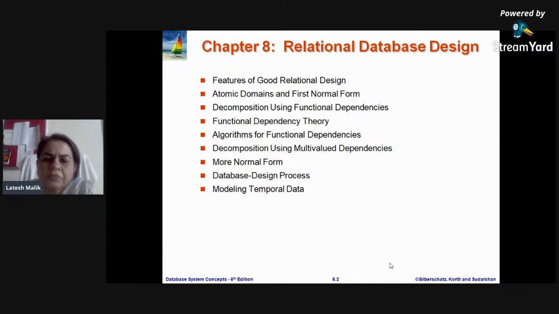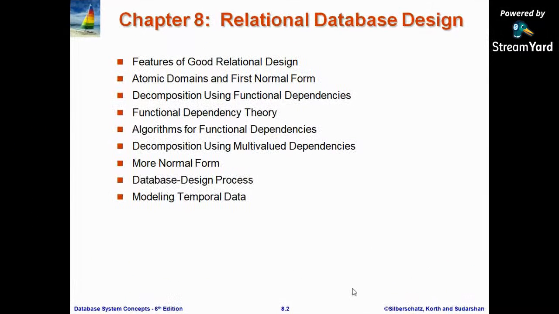In this chapter, we will learn what the features of a good relational database design are, and we will see the definition of first normal form. Then we will learn how to calculate functional dependencies and what the role of functional dependency is in normalization. We will also see the fourth normal form and multi-valued dependencies as well.